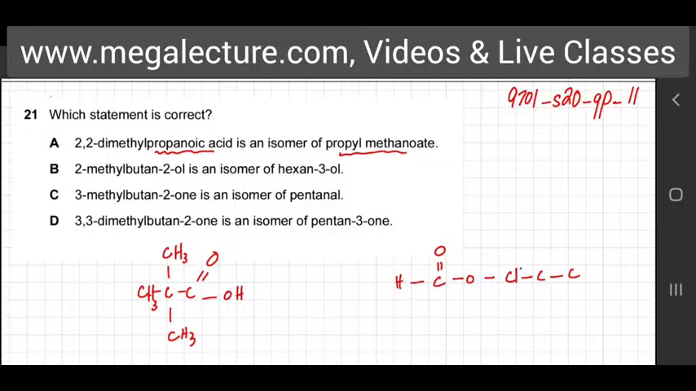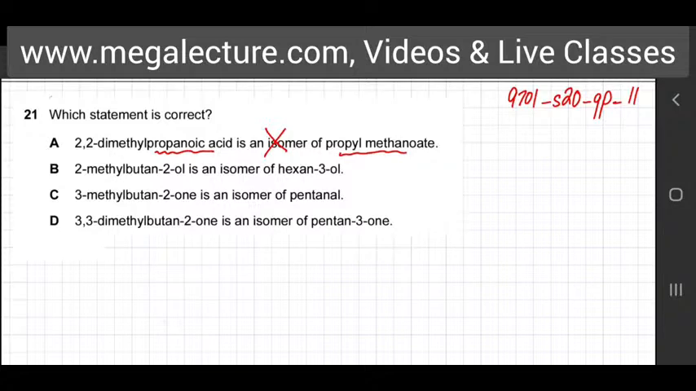And you can add in the hydrogens. That's 2 with this one, 2 with this one, and 3 with this one. So that's a total of 4 carbon atoms. This one is a total of 5 carbon atoms. So they're clearly not isomers because they have a different number of carbon atoms. If they had the same number of carbon atoms, esters and carboxylic acids would have been isomers of each other. So let's try the next one.